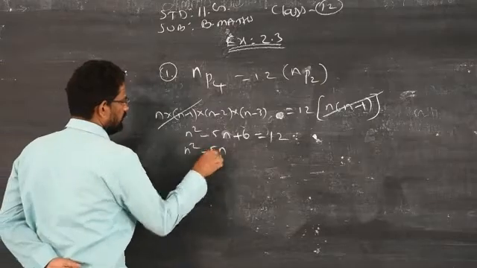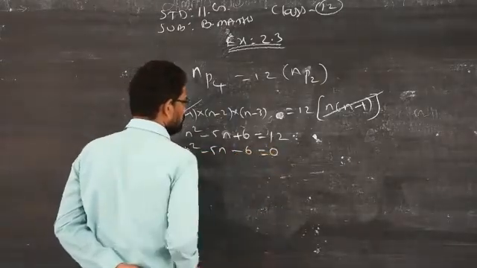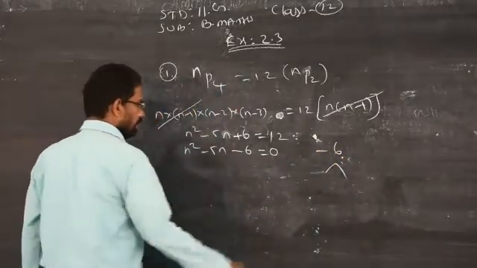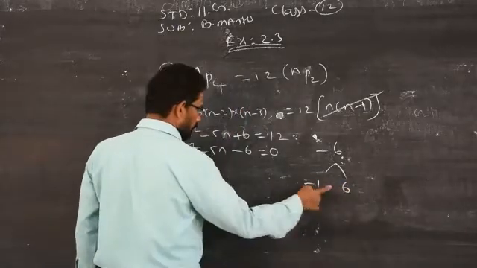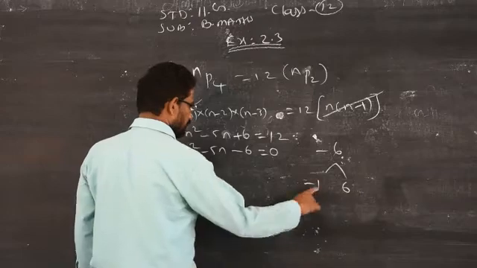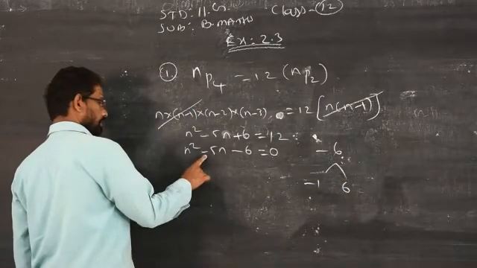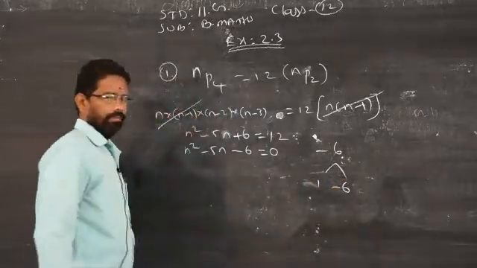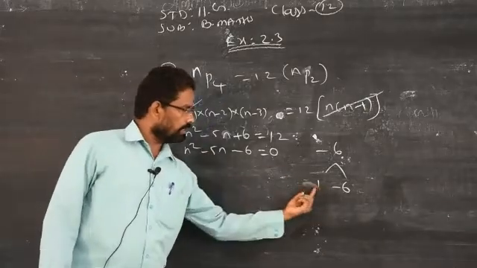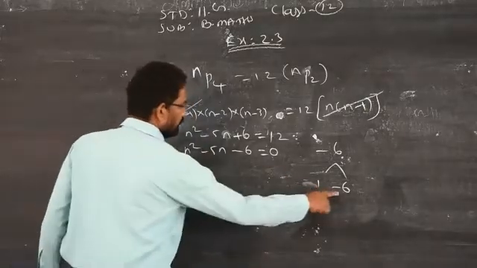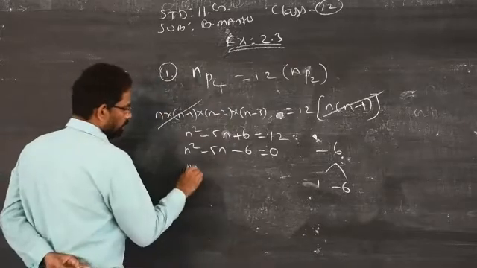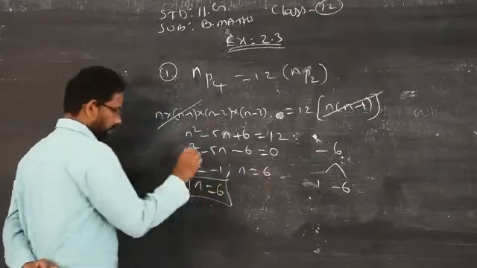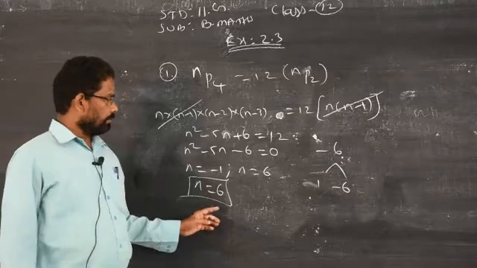So n squared minus 5n minus 6 is equal to 0, because you simplify straight away. Then you have to factorize: minus 1 into 6, minus into plus, minus 1 plus 6, you get plus 5, but what is given here? Minus 5, so you have to change the sign. Depending on the middle term, you have to interchange the sign. So 1 minus 6, minus 5, therefore your answers are minus 1 and n is equal to 6. You have to take only the positive value. So n is equal to 6.